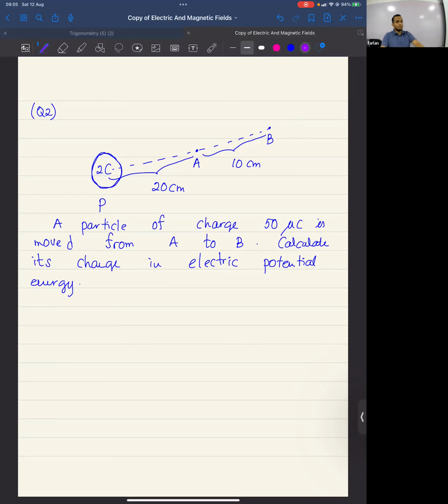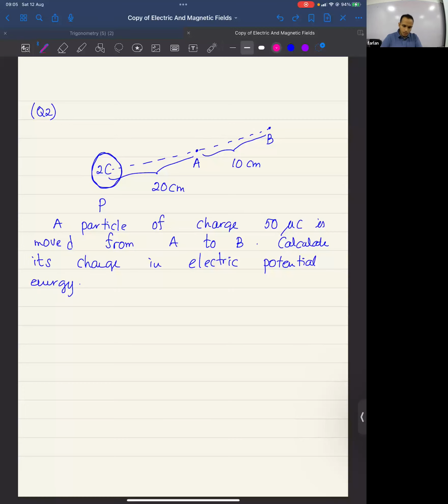So what is electric potential energy of a charge at a particular point? It is the product of the electric potential at that point multiplied by the charge which is kept at that point. Correct, right? Fine. So the particle of charge 50 microcoulombs is moving from point A to B. Point A is 20 centimeters from a 2 coulomb charge, and point B is another 10 centimeters further away from A. So the question is to find the change in electric potential energy when you move a 50 microcoulomb charge from A to B.